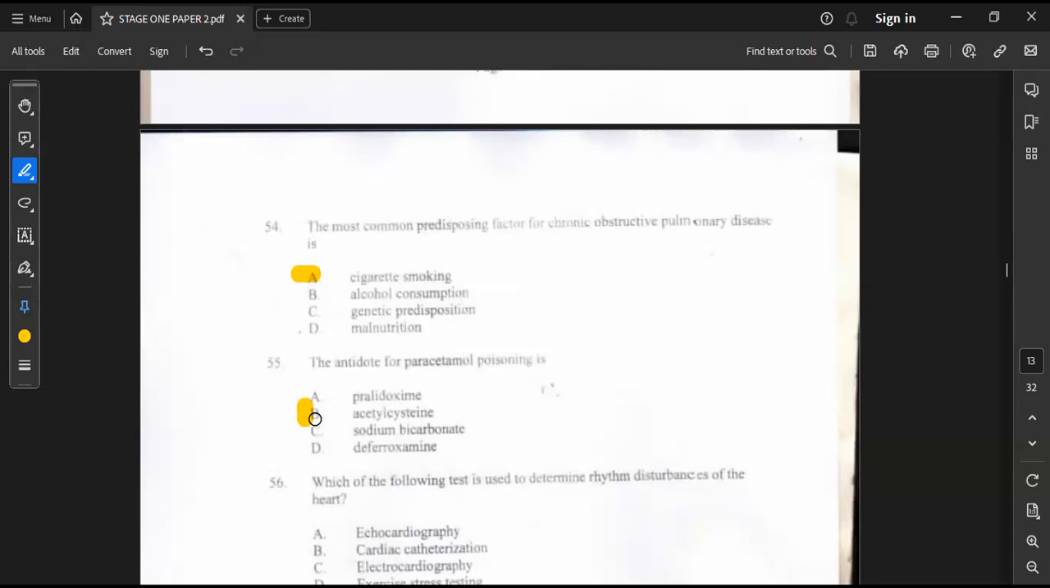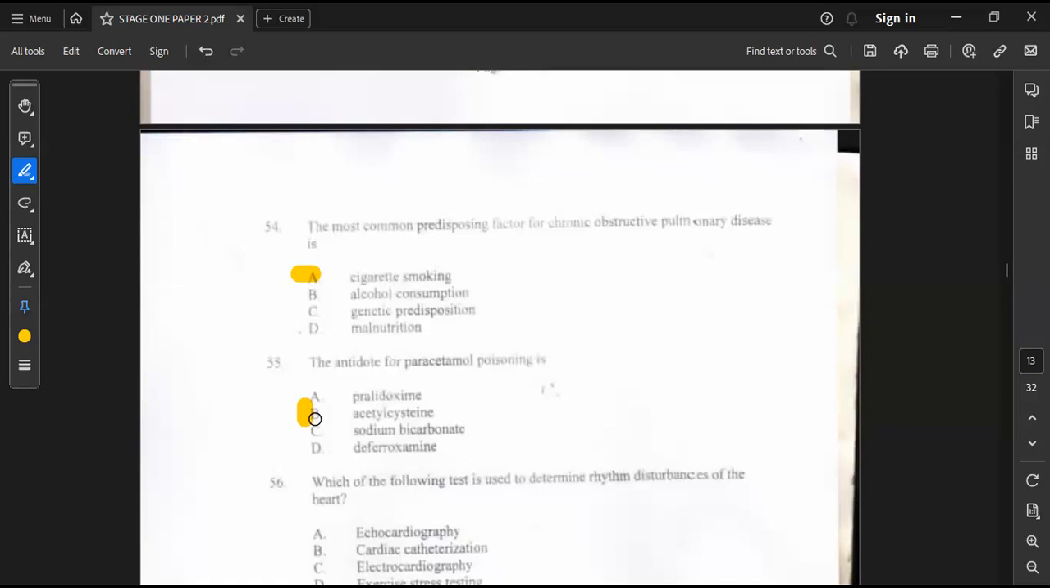For deferoxamine, it was iron poisoning. Sodium bicarbonate is for aspirin, I think. Yeah, it's for acidic drugs in general, basically acidic drugs most of the time, aspirin being an example. Okay, so we had covered antidotes, so that's a good reminder.